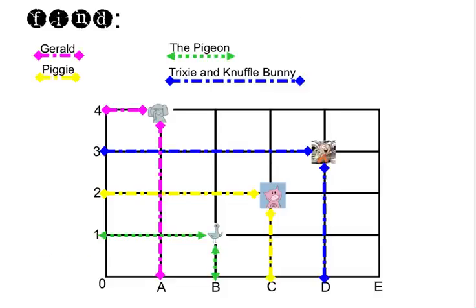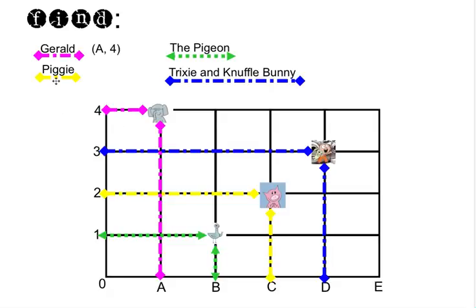Let's find these 4 characters on our grid. First, let's look at and find Gerald. Gerald is marked by a pink dotted line. Put your fingers on the pink dotted lines. This dotted line goes all the way up the A line, and this dotted line goes all the way over on what number? The number 4. So Gerald is on the A4 ordered pair.